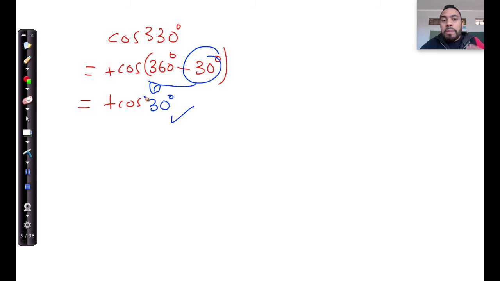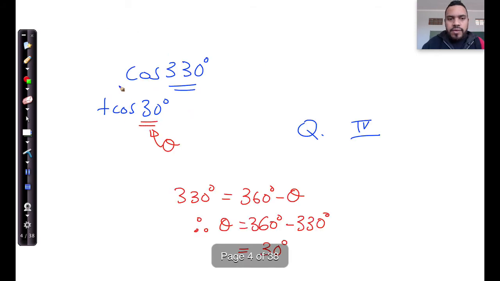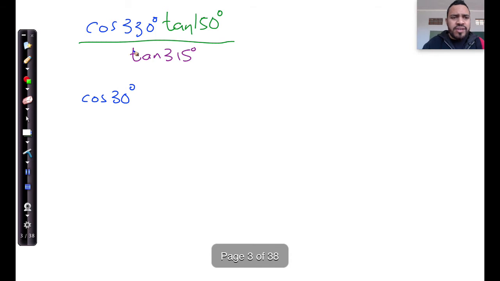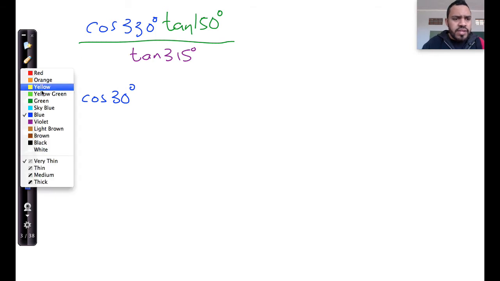Teachers in grade 11 may require you to actually write this part out and show that that is 30 degrees. In grade 12, you don't need to show this middle step. You can immediately go from 330 to 30 degrees, indicating that cos in that quadrant is going to be positive. Okay, so let's do tan 150. That has to be green.